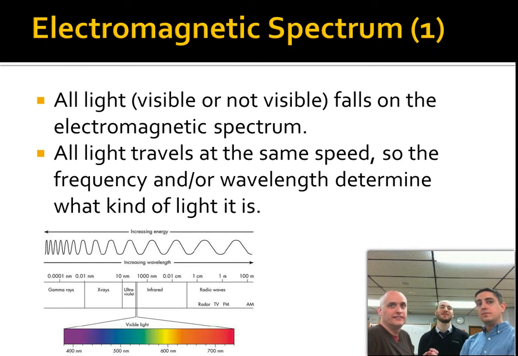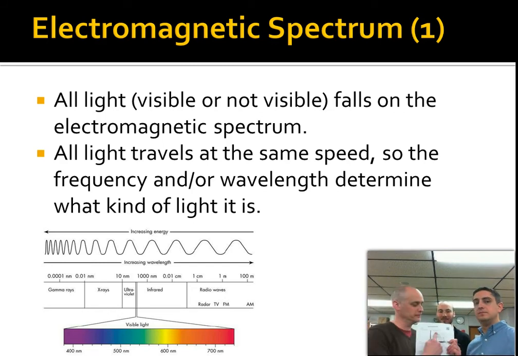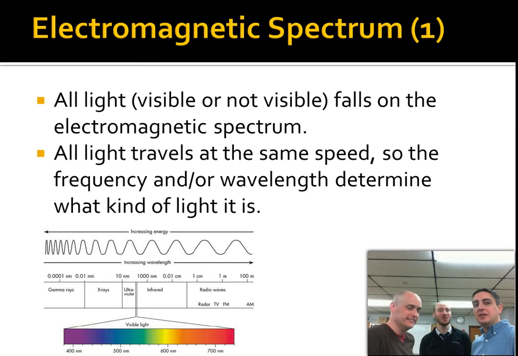So all light, whether it's visible or not, falls on what we call the electromagnetic spectrum. That's the picture on the bottom of the screen, and right there on your notes. Follow along on this sheet. All light travels at the same speed. Whether it's an X-ray or the color purple or a radio wave, all that radiation travels at the same exact speed.